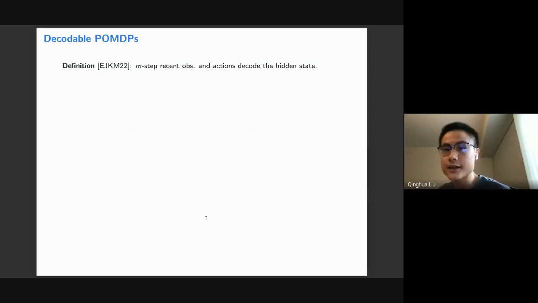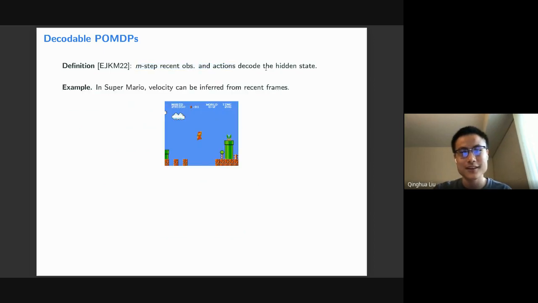Okay. And the second example we consider here is decodable POMDP. So in short, we say a POMDP is decodable if the m-step recent observations and actions decode the hidden state. Let me explain this by using an example.